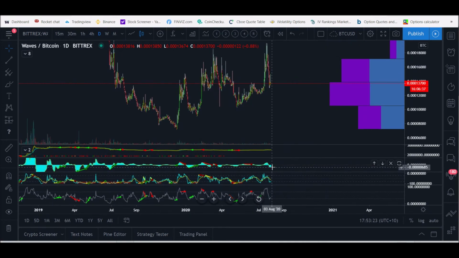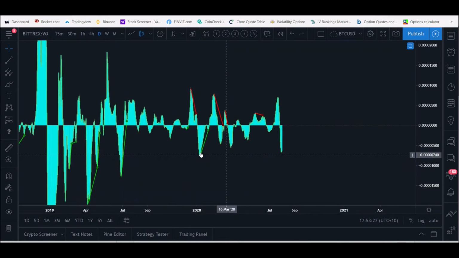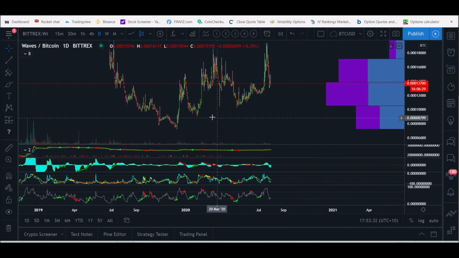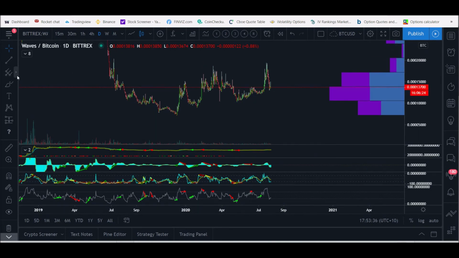histogram has made a lower low. Has it broken these lows though? It hasn't broken this low, it's broken all the other ones. So let's have a look. We could come back down. Let's draw our fibs and we can figure this out.